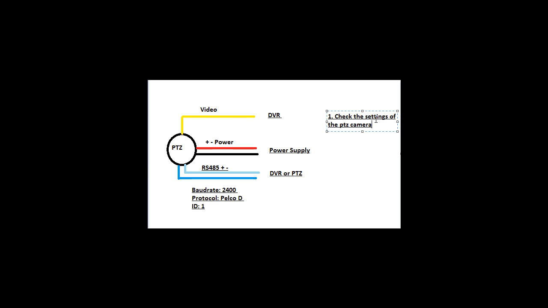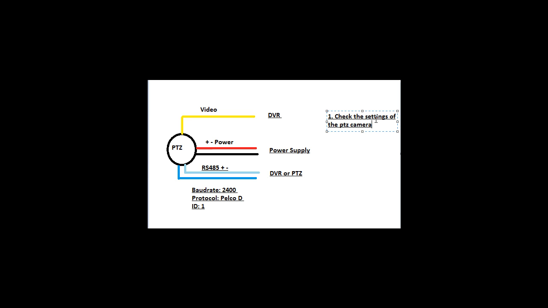I also want to see if my controller is on ID 1. The ID is just to identify the actual camera. So if there are multiple PTZ cameras, I have ID 1 for one camera, ID 2 for another. And on the controller, I have to tell the controller to move a certain one by the ID. So make sure those three settings match the camera.